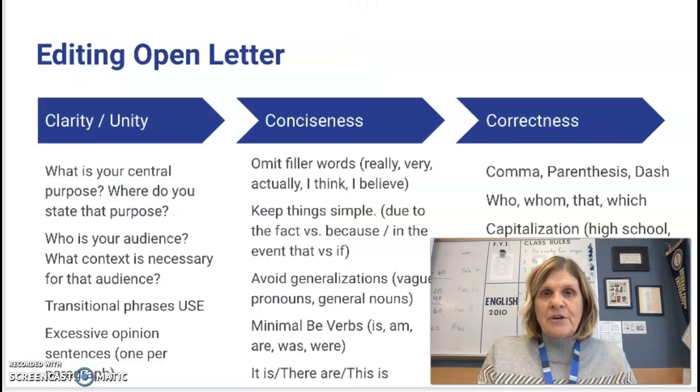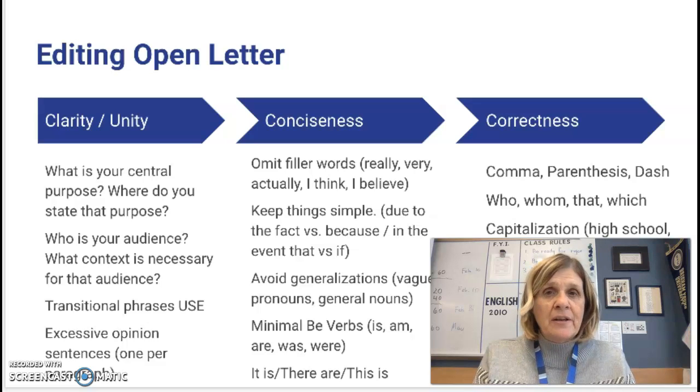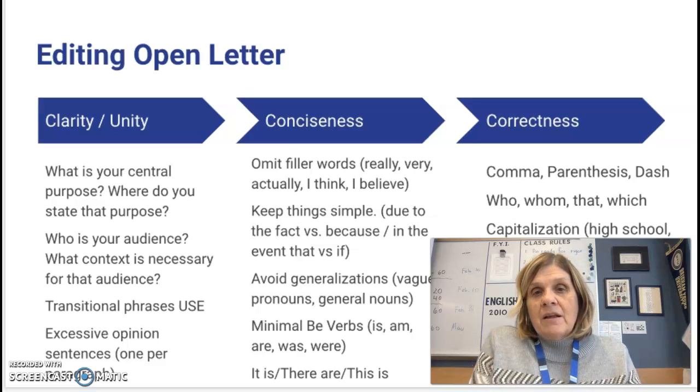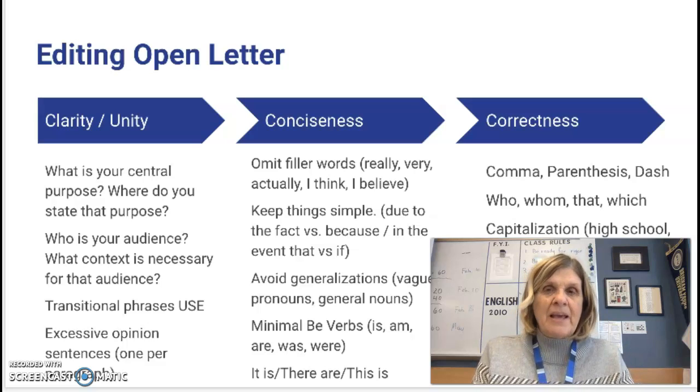All right, so your open letter is due today in Turnitin. There is a place in Turnitin where you can upload it. I also want you to upload your final open letter to your English 2010 page. It is 5 of the 60 points on the rubric if you look closely at your rubric.